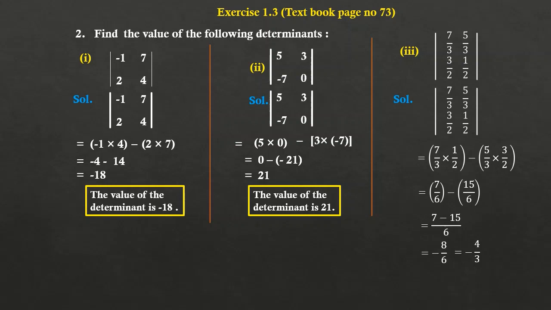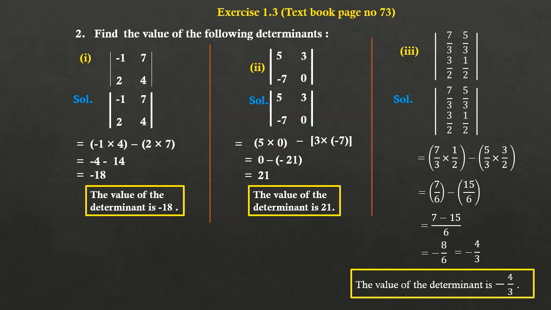Now we can reduce this -8/6 further. So we'll write -4/3, and we get our final answer: the value of the determinant is -4/3, and we are done with the value of the determinant. So 2 mark, 1 mark questions are definitely from exercise 1.3, the concept related to determinant. So these are the questions from exercise 1.3, main question number 2.